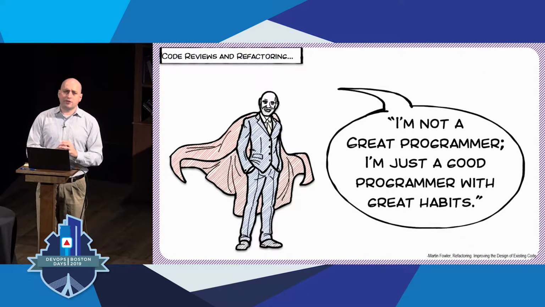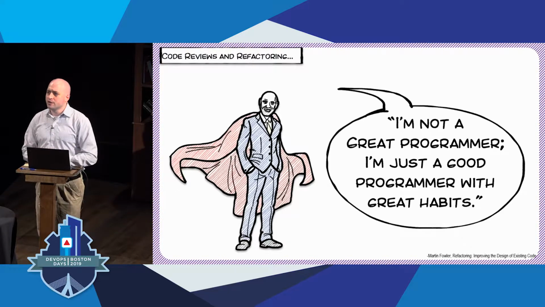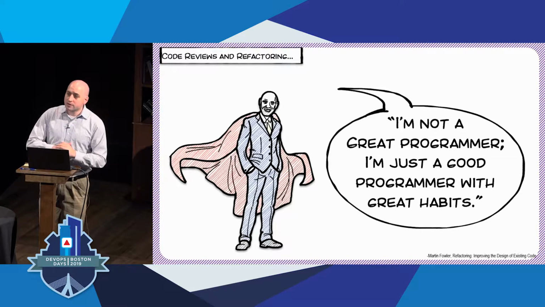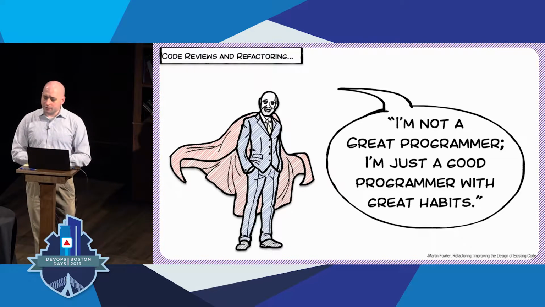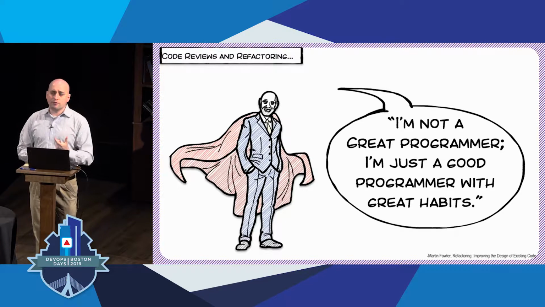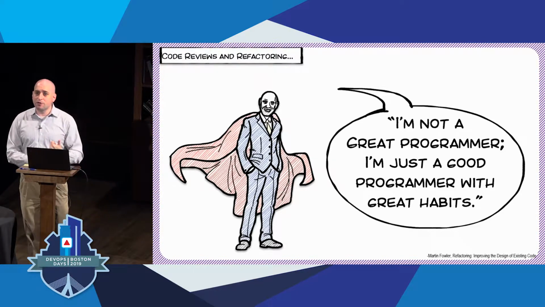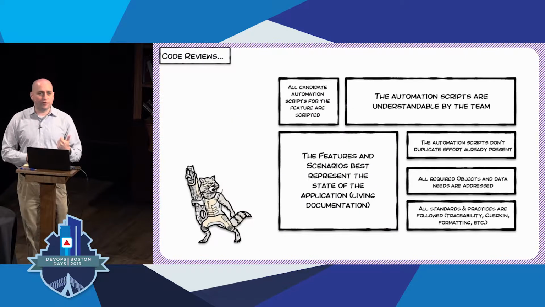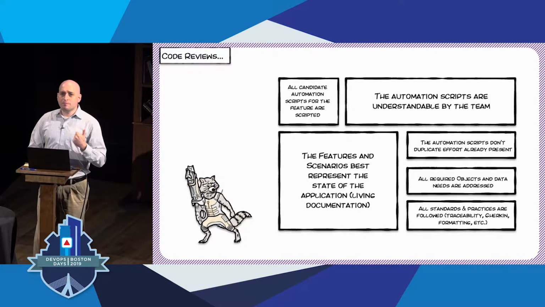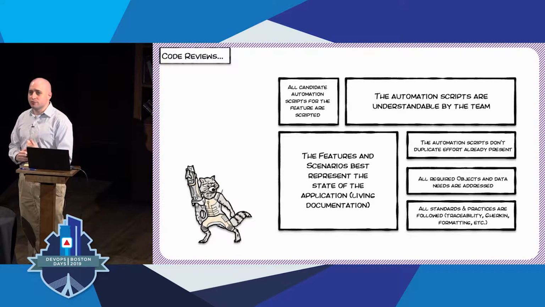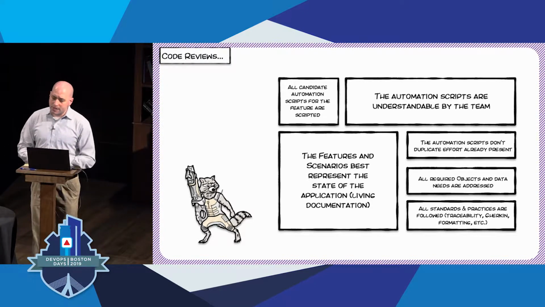There's a few other areas in which you can add in that rigor to make your test automation more viable. This is Martin Fowler as a superhero. He's my superhero. I'm not a great programmer. I'm just a good programmer with great habits. So code reviews and refactoring. If our automation code is the same as development code, then we should require code reviews. So every test that we commit, unit, integration, functional test, should be code reviewed by a peer.